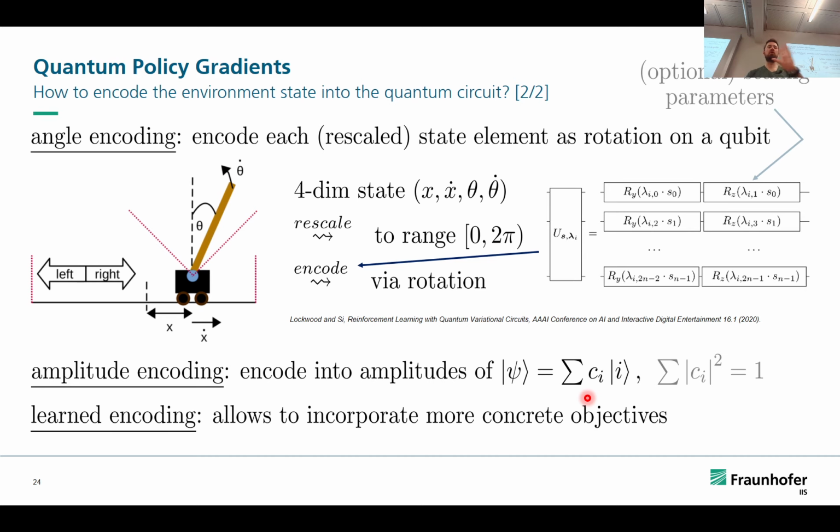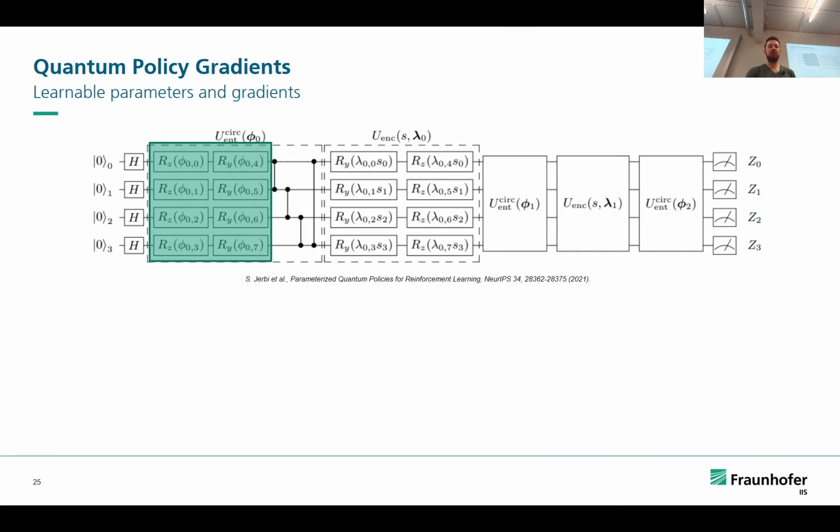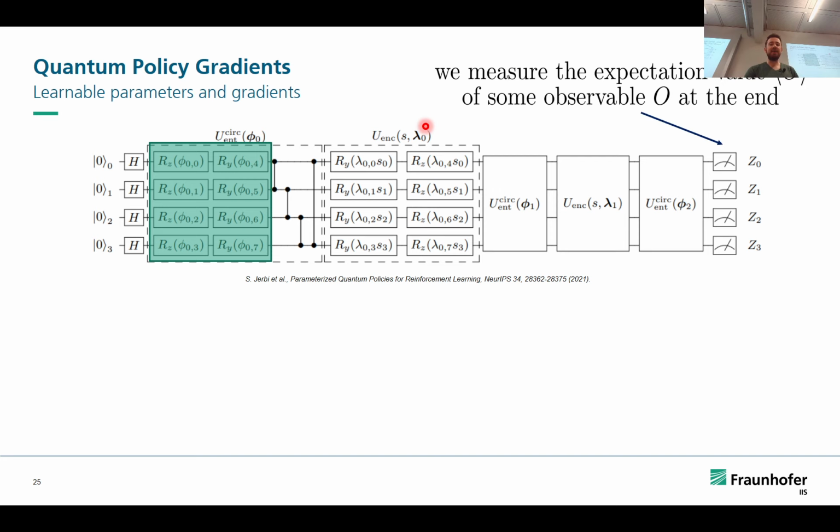So this was just a broad overview of what you can do there, and for the examples we will see later we will actually go with this angle encoding, because it's just a good balance between being very simple to realize and still capturing a lot of the information of our state. So that's the first part of our variational quantum circuit. Then in the next part we have those learnable parameters, so for example angles of single-qubit rotations here. And then at the end we will measure some expectation value, some observable, which will just collapse our quantum state.